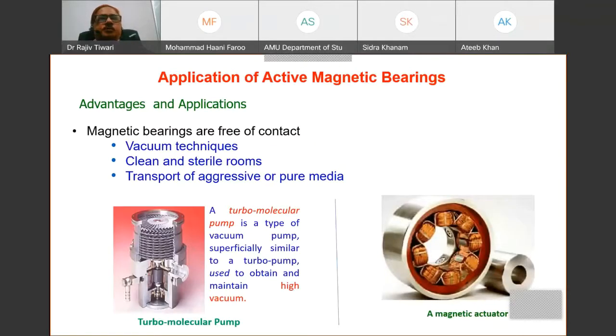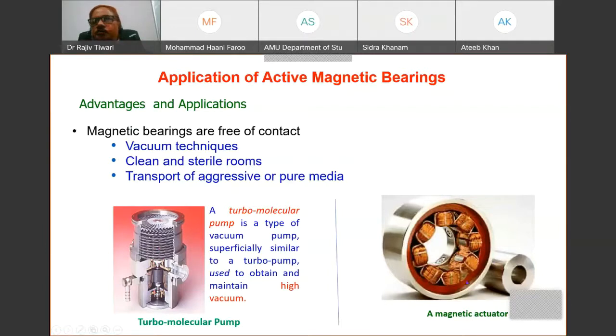Some more applications of the magnetic bearing before we go into more detail of the modeling and analysis, especially for the rotor dynamic aspect. So magnetic bearings are being used in the turbomolecular pump, which is used for generating very high vacuum, and its operation is at very high speed, on the order of 1 lakh rpm. Because of that it can generate very high vacuum.